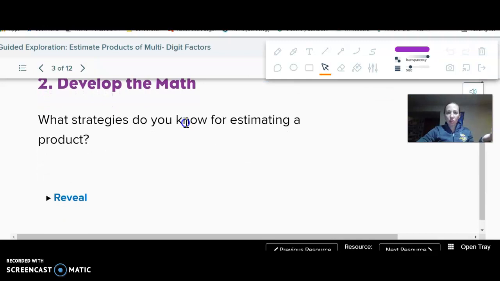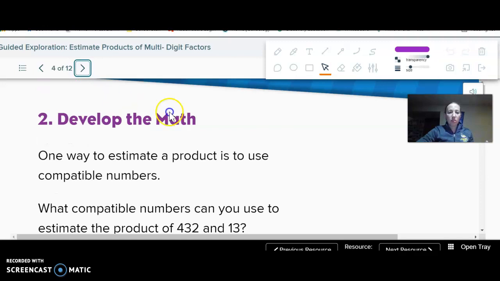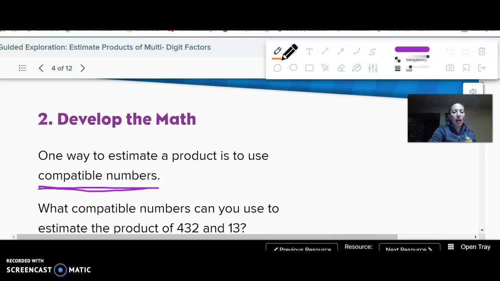So what strategies could we use to estimate a product? Well, one of the strategies is to use something called compatible numbers. So go ahead and write that in your notes. One way to estimate is to use compatible numbers. Now, compatible numbers are numbers that go nicely together. So like 7 times 8 is 56. So 56 divided by 8 is compatible. 56 and 8 go together nicely because I know that 7 times 8 is 56.